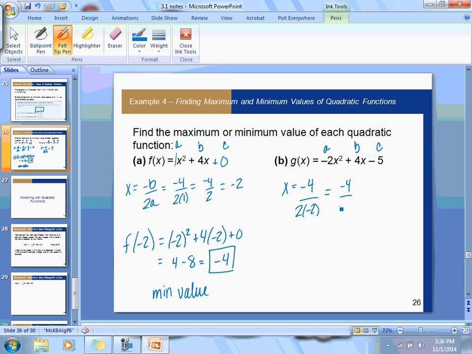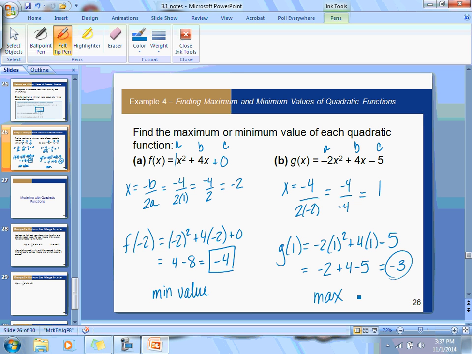And then you're going to substitute that back into the equation. So we'll have g of 1 is negative 2 times 1 squared plus 4 times 1 minus 5. So 1 squared is 1 times negative 2 is negative 2 plus 4 minus 5. That's going to be negative 3. So that's going to be your maximum value, again, because this parabola opens down. So it's going to have a maximum. And again, once you do the negative b over 2a to get this value, plug this equation into your calculator and go to your table of values, find 1 in the x column, and negative 3 should be in the y column.